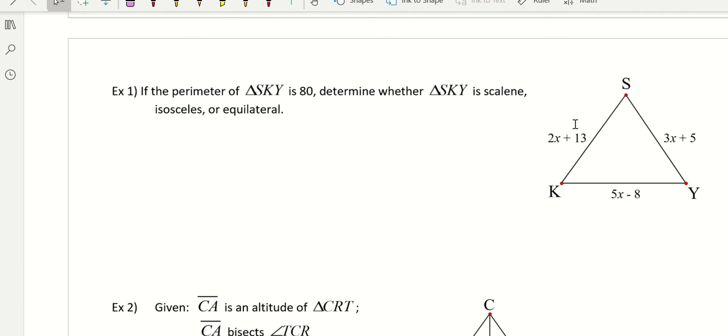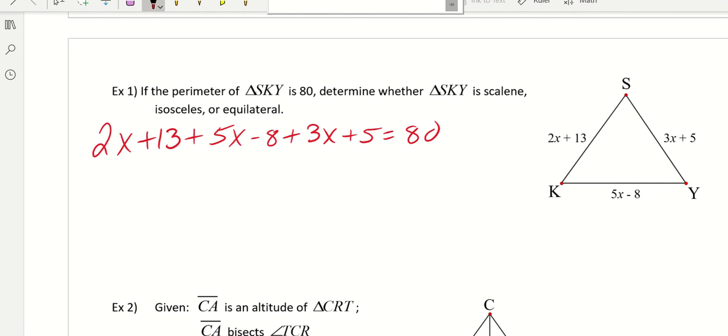Notice I have an x in SK, I have an x in SY, I have an x in KY. So I just need one equation to solve for x. Once I solve for x, I can substitute in the value of x and find the different side lengths, which will allow me to determine if this triangle is scalene, isosceles, or equilateral. So let's set up our equation. There it is, 2x plus 13 plus 5x minus 8 plus 3x plus 5. That is equal to 80.